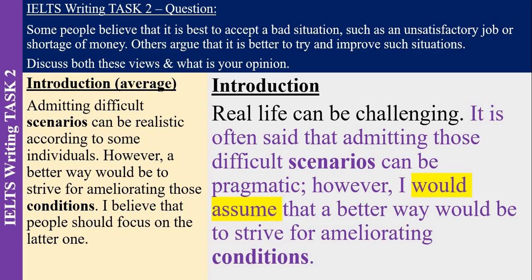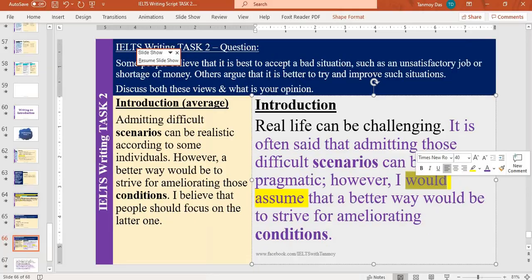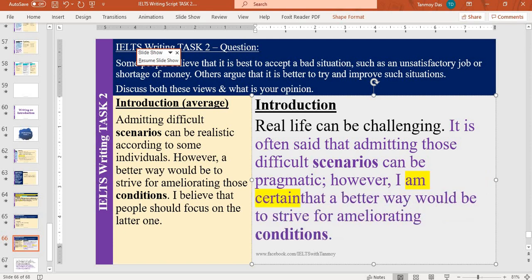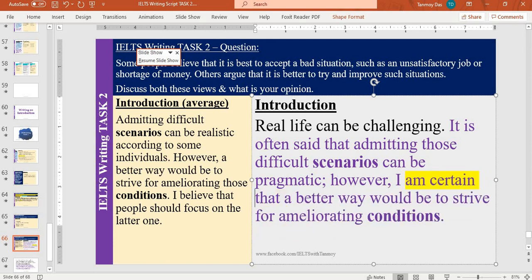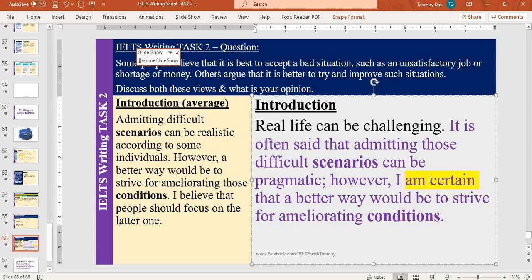How did I represent that particular thing? I would assume that if I strongly agreed with that particular statement, I would say I am certain that, I would say something like this. I am certain that a better way. Depending on what you are saying here, you must write your body paragraph 1 and 2 accordingly. You are saying I'm certain here, and in body paragraph 2 you are saying no, I agree with the first view. It doesn't make sense, right? So we should be careful.